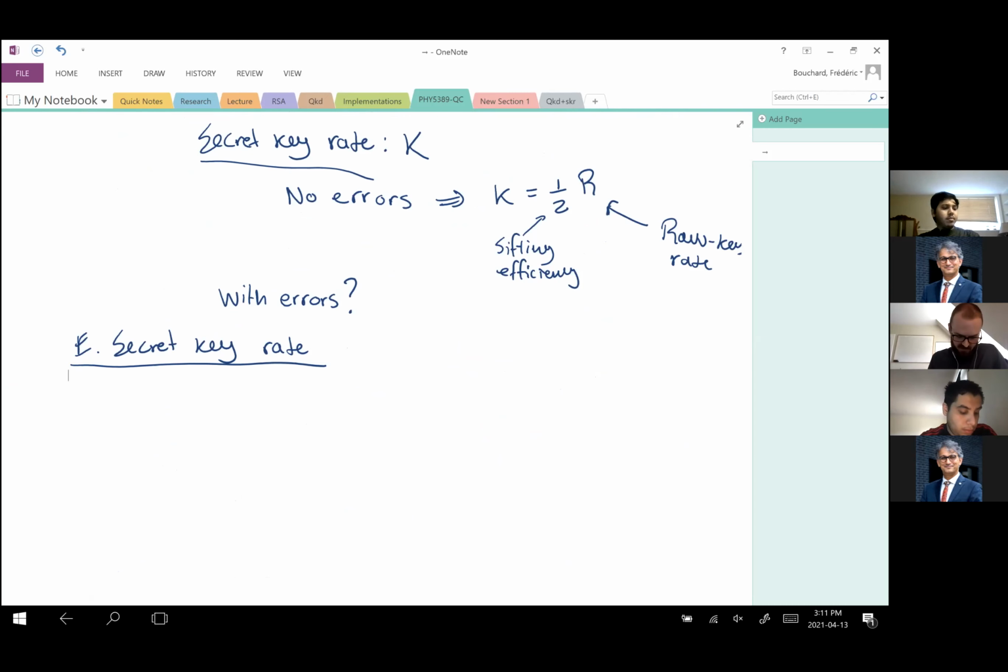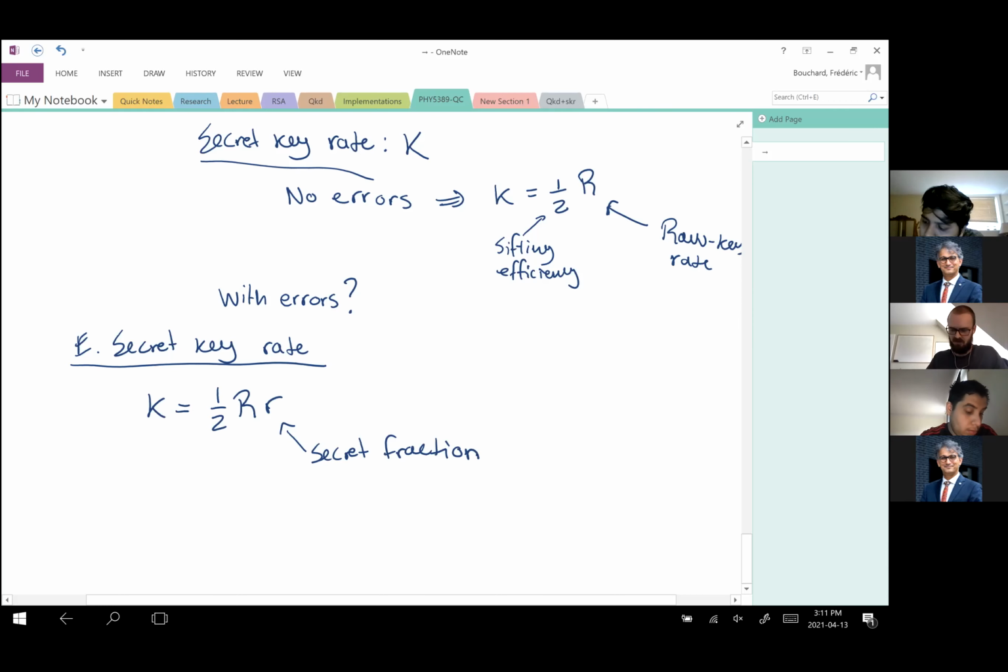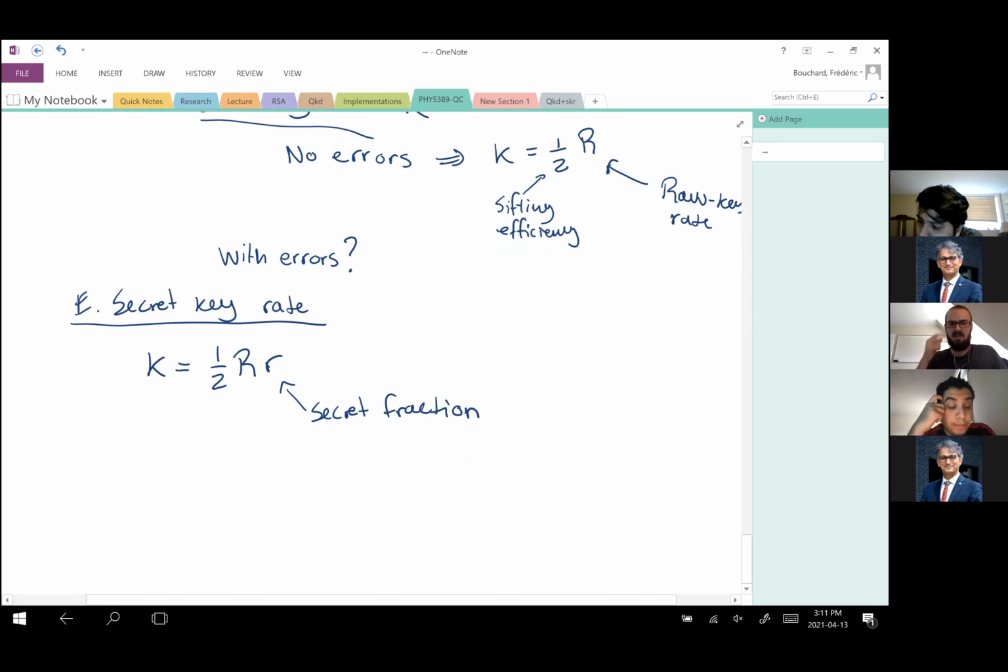So when you have errors, the secret key rate will be this plus R. There's an extra factor. This is called the secret fraction. The secret fraction basically tells you if you have a key that's that long, what fraction will you be left with at the end of the day that is secure and free of errors. And R is simply the difference in mutual information.